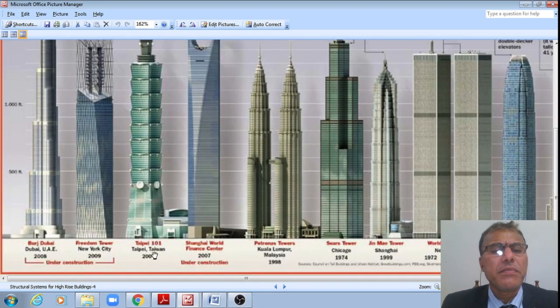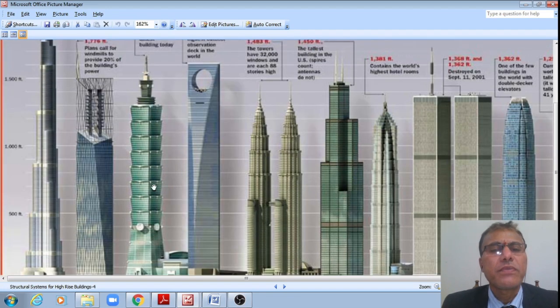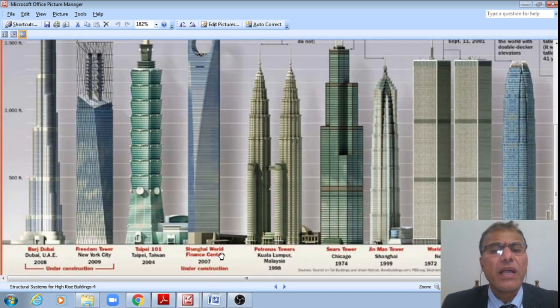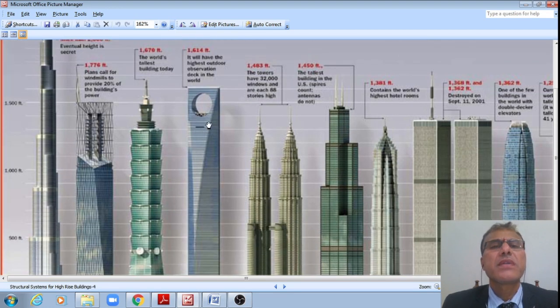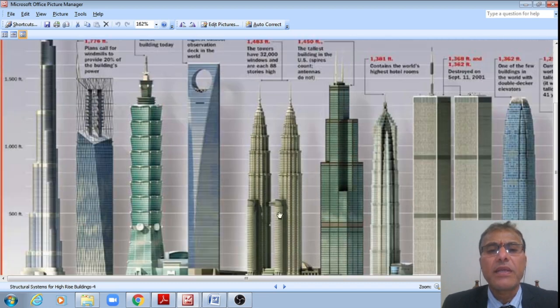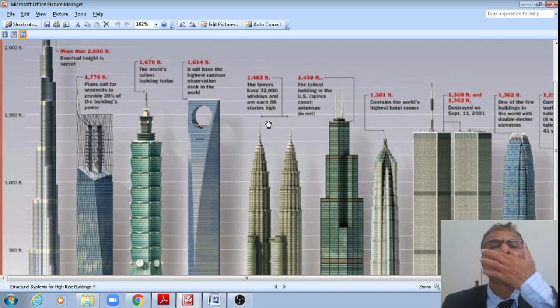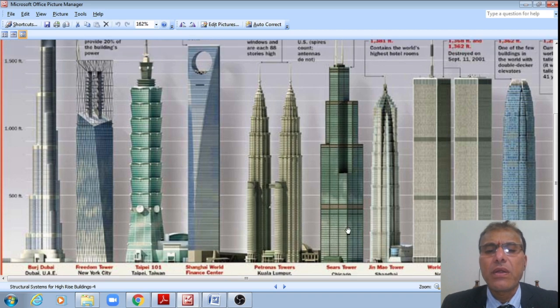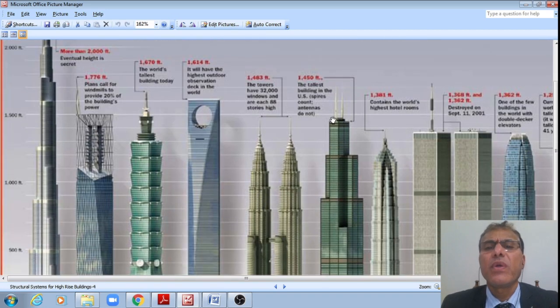The third building is the Taipei 101 tower, which was built in 2004. Its maximum height is 1670 feet. The next one is the Shanghai World Finance Center, constructed in 2007, and its height is 1614 feet. This one is the Petronas Towers in Kuala Lumpur, Malaysia, built in 1998, and its maximum height is 1483 feet. The next one is the Sears Tower in Chicago, built in 1974. Its height is 1450 feet.